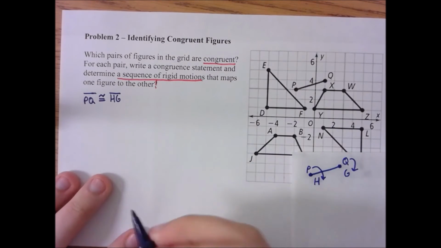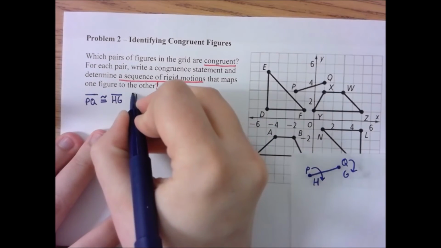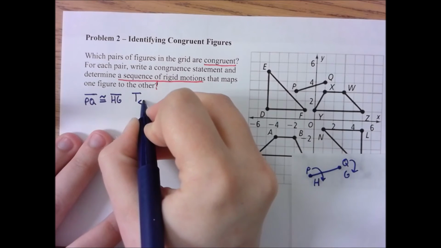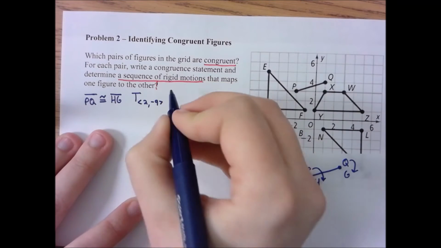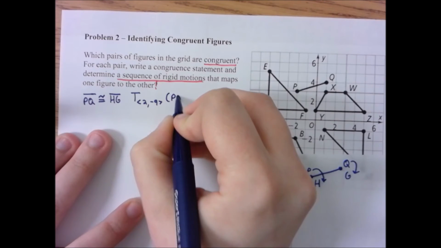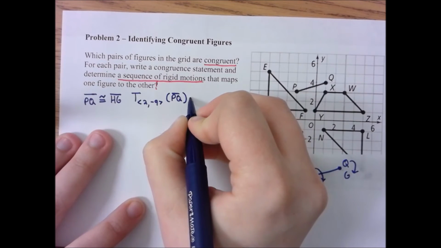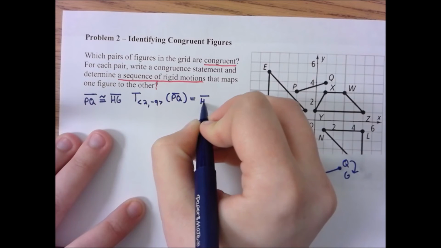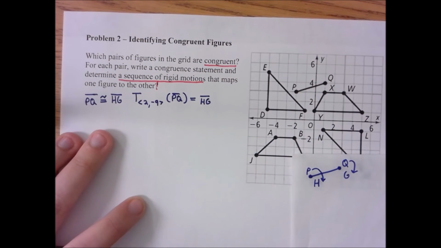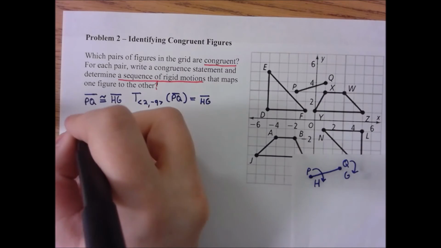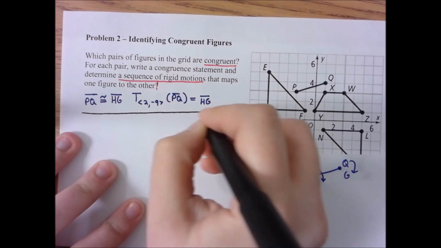So that was a translation. We went 2 units to the right, 9 units down. So we said that translation of segment PQ gave us segment HG. So that's one done. I'm going to draw a line here to separate our next pair.